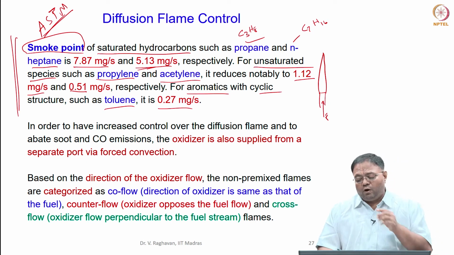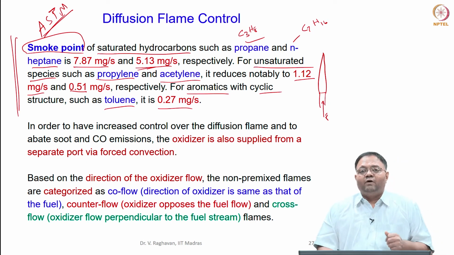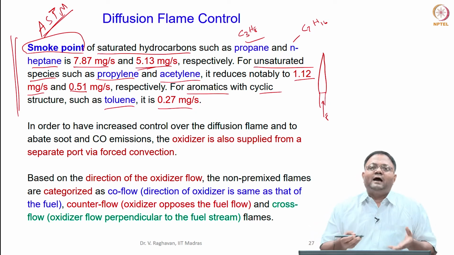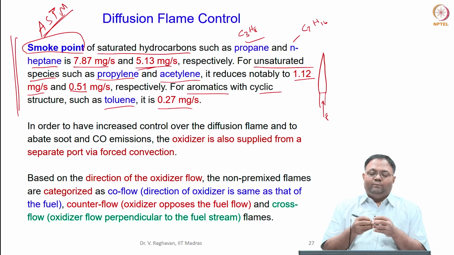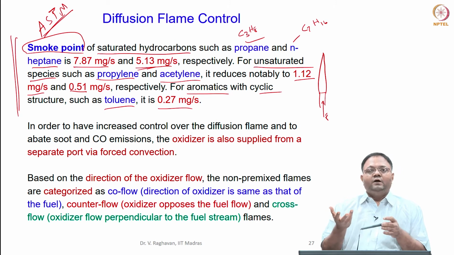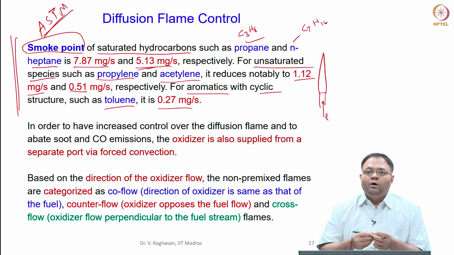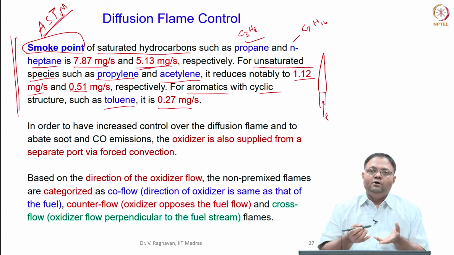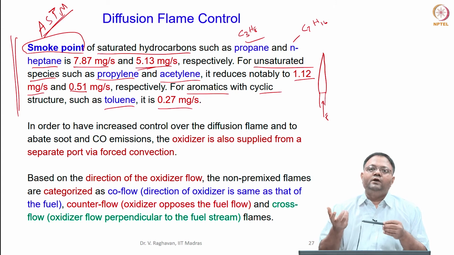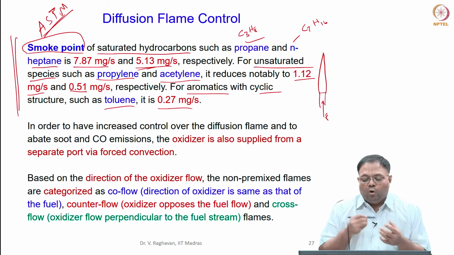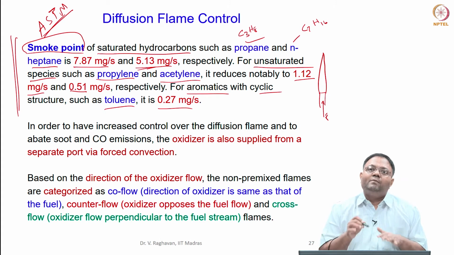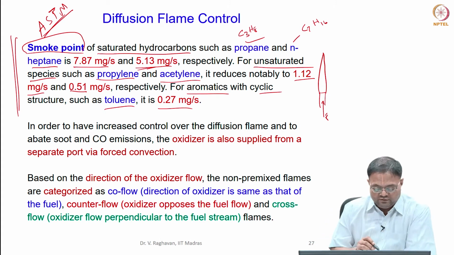So why is this happening? Because the rate at which oxygen is trying to enter the flame zone is not enough. The momentum of the jet is not able to entrain enough oxygen in order to oxidize the soot and so on. So how to increase the oxygen availability for the fuel?